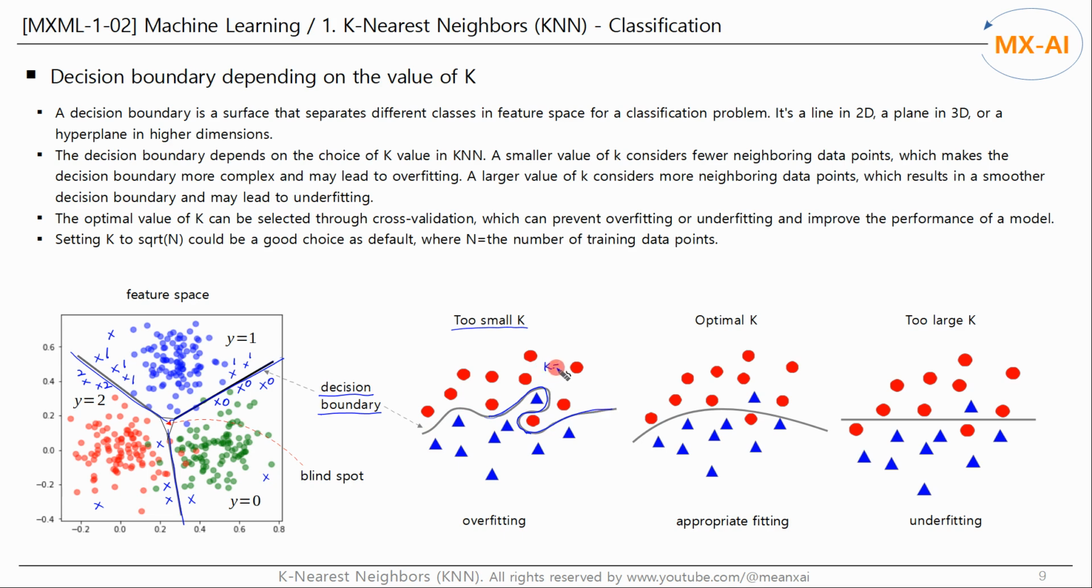However, if K is 1, and if the data point we want to classify is located here, it will be classified as blue because it is close to this blue data point. It is probably wrong to classify it this way. This is because it makes more sense to classify it as red. A larger value of k considers more neighboring data points, which results in a smoother decision boundary and may lead to underfitting.